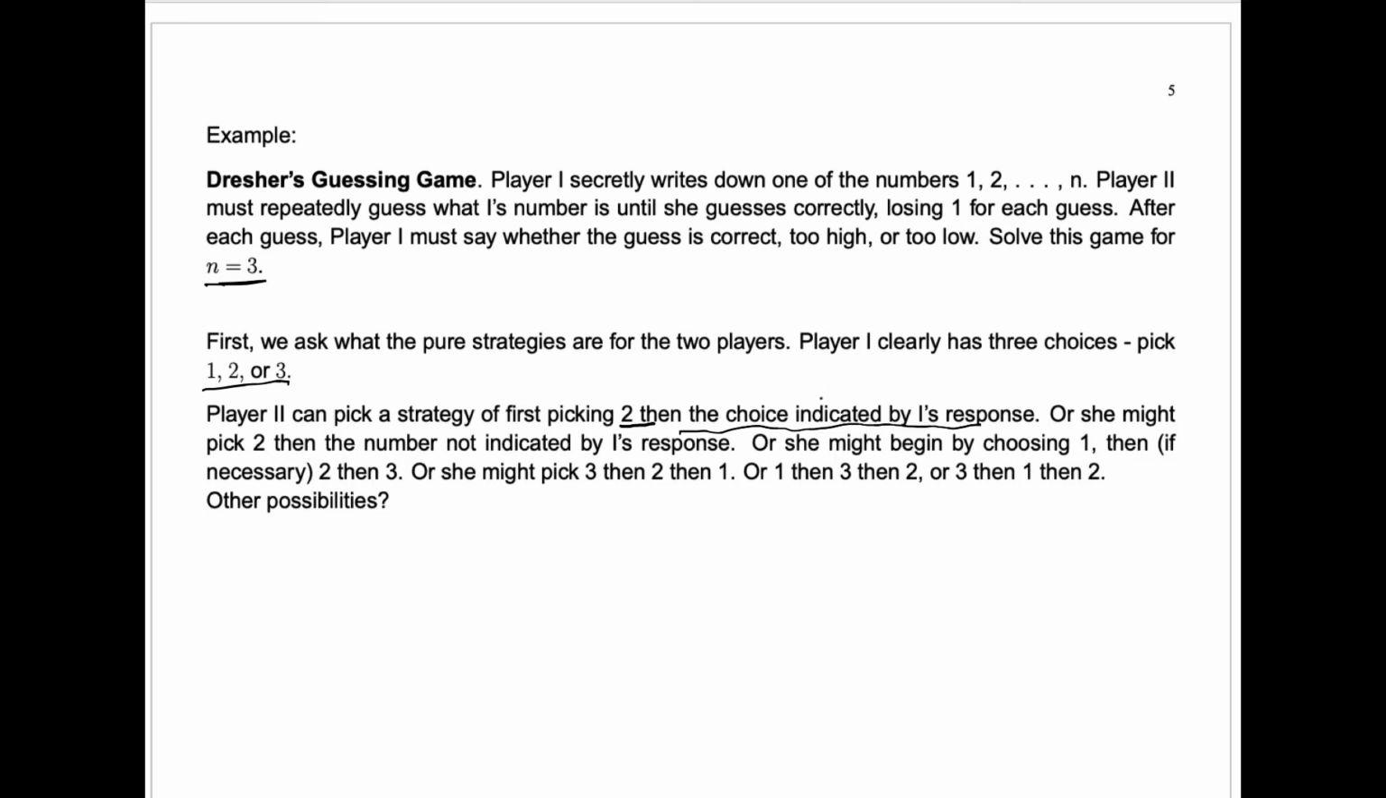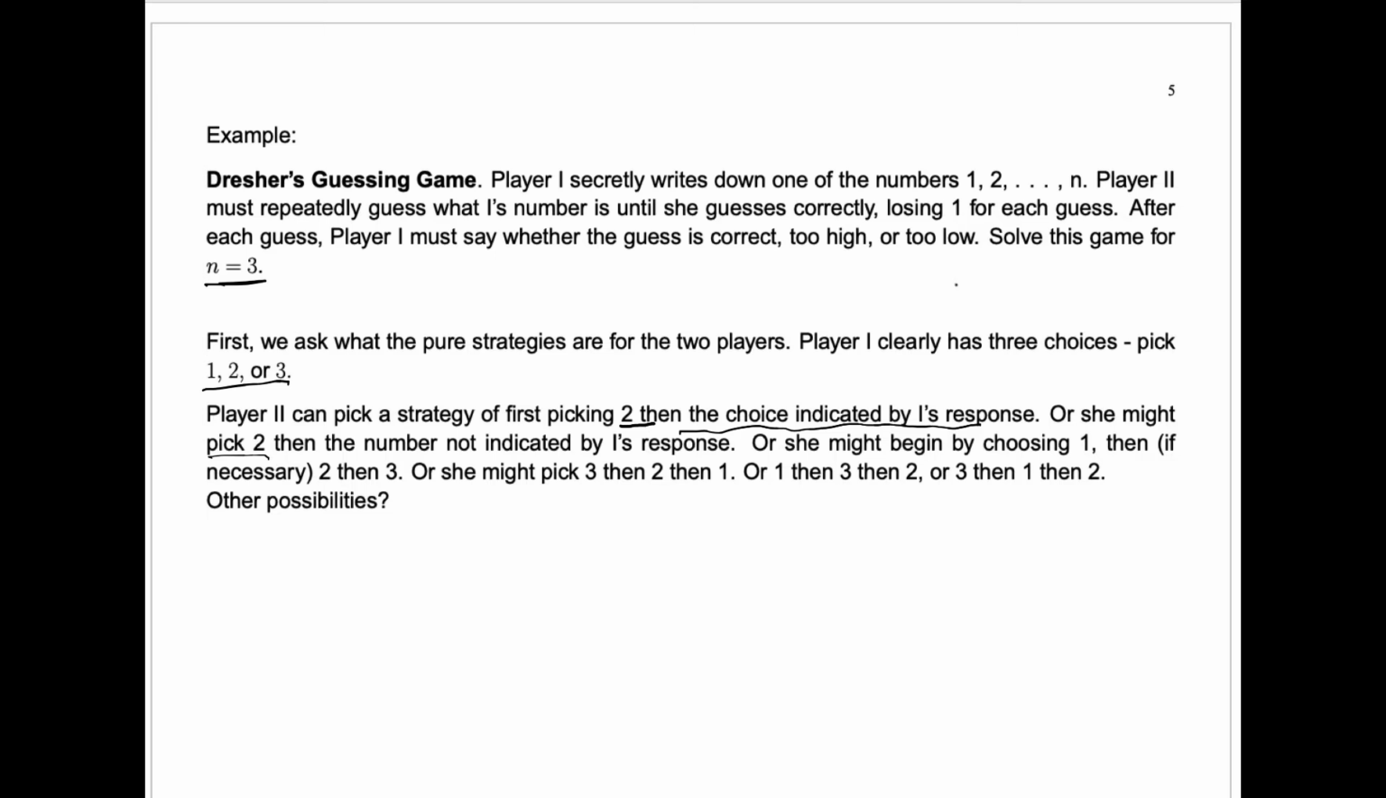But she also could make other choices, like she might say, I'll pick 2 first, and then if it's wrong, I'll do something stupid, and if I'm told that my guess is too high, I'll pick 3. It'll be wrong, but that's something I could do. So I'll just call this the pick 2 first and be stupid strategy. Those are legitimate strategies that player 2 could pick.